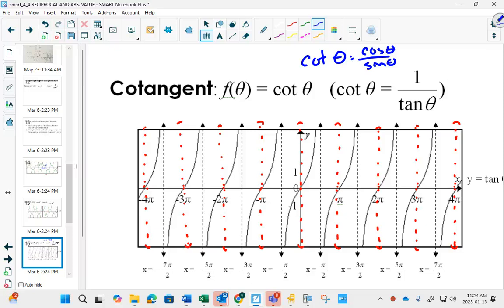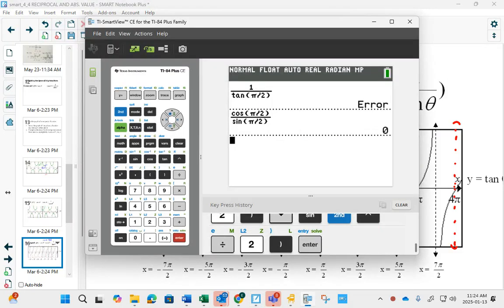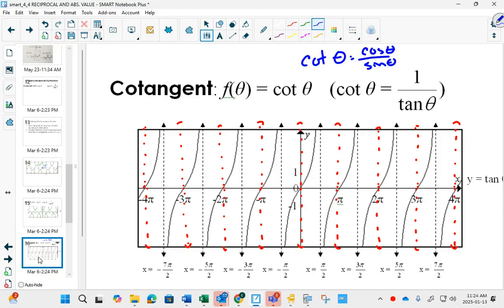Normally, tangent goes to infinity. So normally you would draw an asymptote at y equals 0. But because mathematicians have decided to use cos of theta over sine of theta, instead of having that asymptote, we have x-intercepts. Wherever tangent had an asymptote, we have x-intercepts.